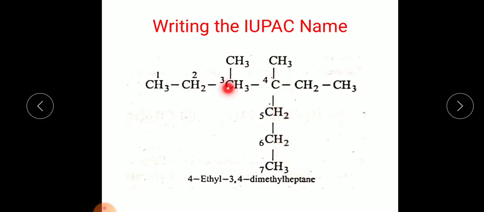Now at 3 and 4 we have substituents. This is methyl and this is ethyl. In writing the substituents, we always follow alphabetical order. So methyl and ethyl, ethyl will come first. So we write it as 4-ethyl. Then at 3 and 4 we have methyl, so 3,4-dimethyl because of 2 methyl groups. And since in the longest carbon chain we have 7 carbon atoms, for 7 carbon atoms it is heptane. Got it? So the correct name for this is 4-ethyl-3,4-dimethylheptane.